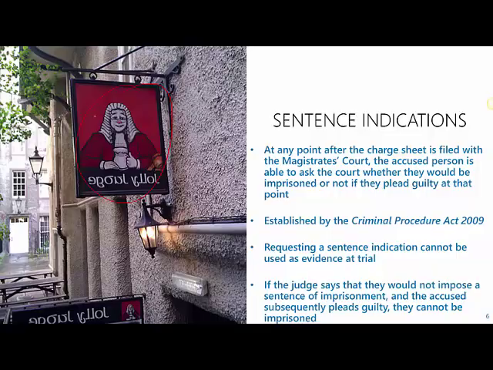The idea being that people who are on these, say, borderline charges will ask if they'd be imprisoned or not, and if they find out that they wouldn't be imprisoned, then perhaps they're more likely to plead guilty, knowing that there's no risk of them going to jail, as opposed to defending themselves just to avoid that.